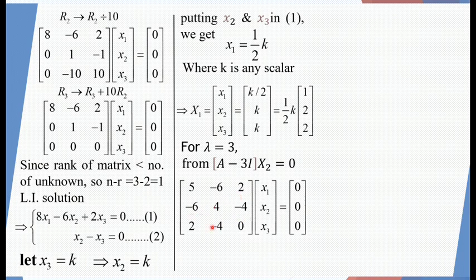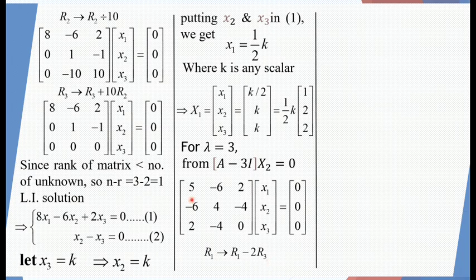Minus 6, 4, minus 4 and 2, minus 4, 0. So make it unit. First, how to make it unit? Either subtract twice of R3 from R1, we can get it 1, or divide R1 by 5, or add R1 and R2 and then make negative of R1, then we can get it unit. So the first condition, R1 can be written as R1 minus twice of R3.